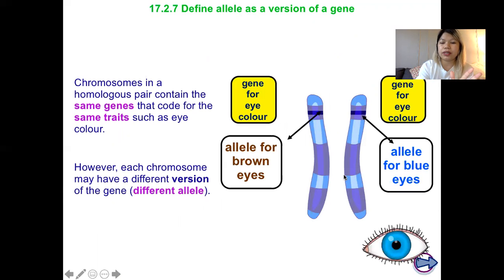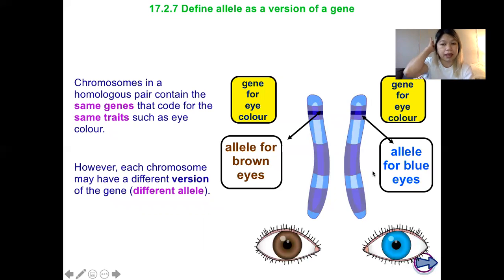Here are your two chromosomes, one from mom, one from dad. Maybe dad gives you the allele for brown eyes, and maybe mom gives you the allele for blue eyes. Depending on which one is the stronger one, which is the dominant one, that's the one you end up actually seeing in front of you.